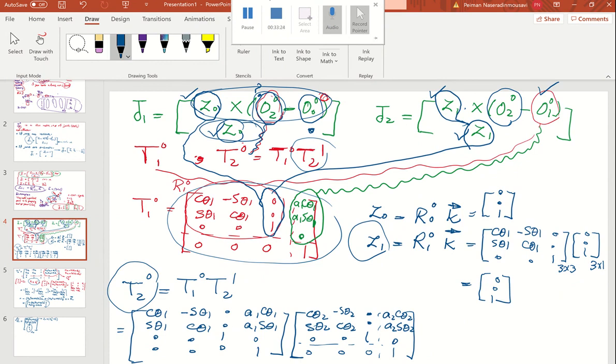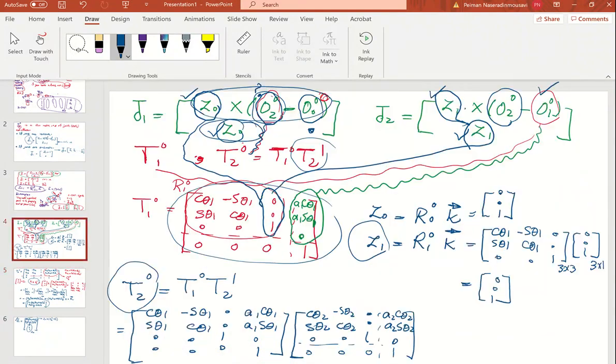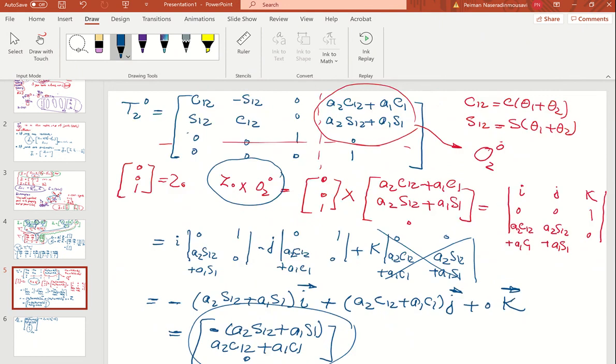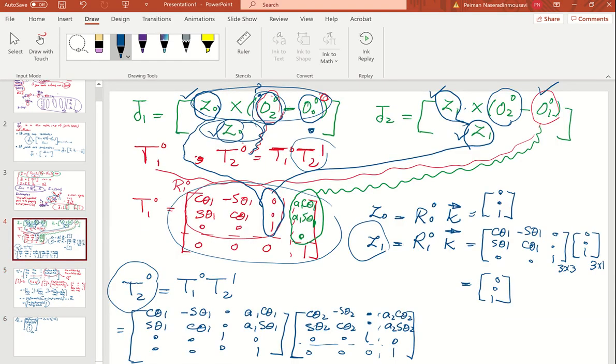So O2 with respect to 0, we calculated that. Where is the O2 with respect to 0? Here's O2 with respect to 0. We calculated that. What we need here is O1 with respect to 0. We calculated that too. This is O1 with respect to 0. Here we go. That's right. So now first I'm going to calculate this.